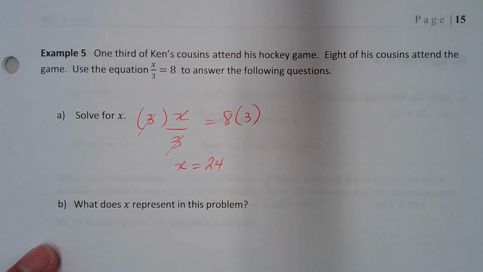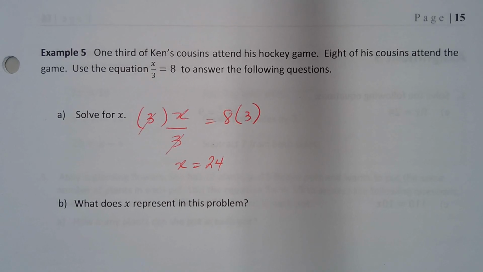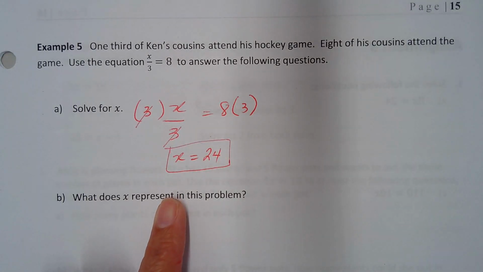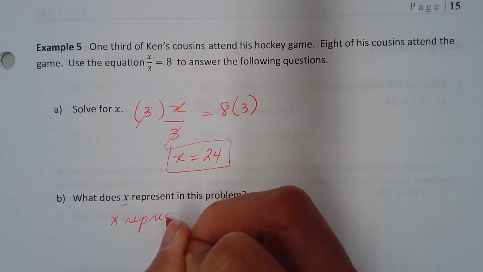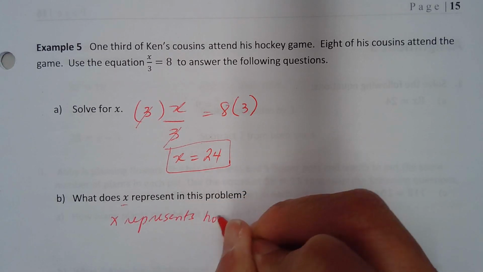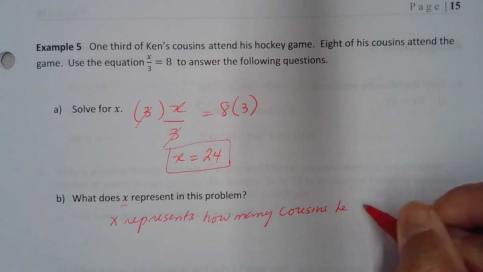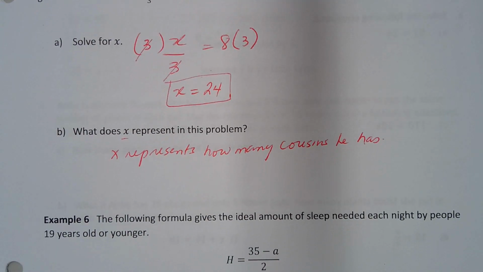24. Okay. Well, what does x represent in this problem? The number of kids. Yeah, so how many kids or how many cousins he has. So x represents how many cousins he has. Okay, he has 24 cousins. A third of them went to the game, and that's equal to 8. Okay.